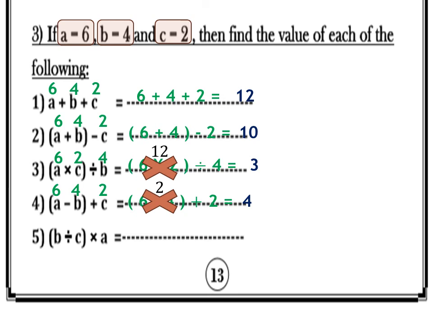And now in number 5, open bracket, b divided by c, close the bracket, then times a. Put the value of each of the following. B is 4, c is 2, and a is 6. So open bracket, 4 divided by 2, close the bracket, then times 6. 4 divided by 2 equals 2, and times 6 equals 12. So the answer is 12.